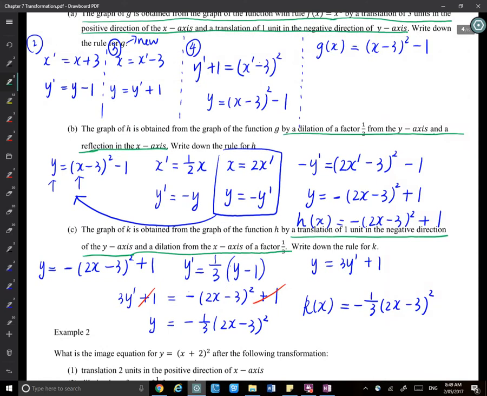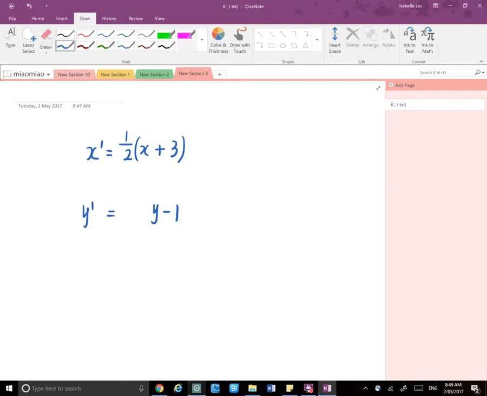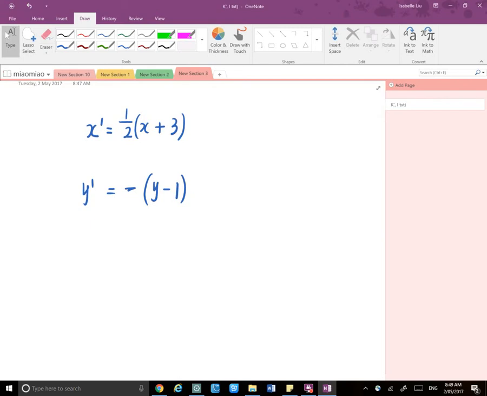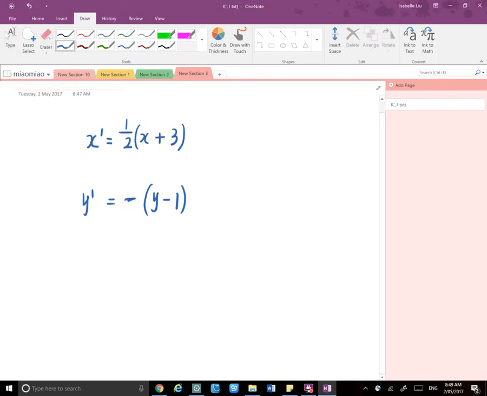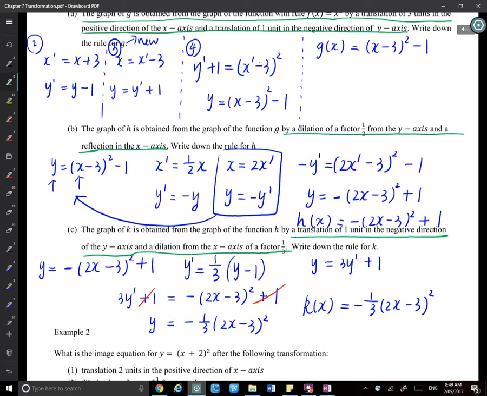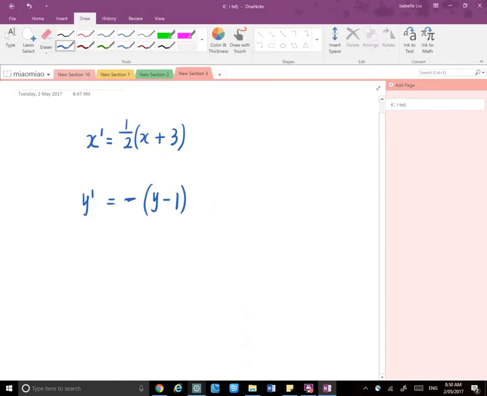And the next one is a reflection in the x-axis, which is changing the y value. The new y becomes the negative of the old y, so I will negative that value. And then we have a translation of 1 unit in the negative direction of the y-axis. You change y again, moving down by 1, so you subtract 1 in the end. Okay, going down by 1 unit.